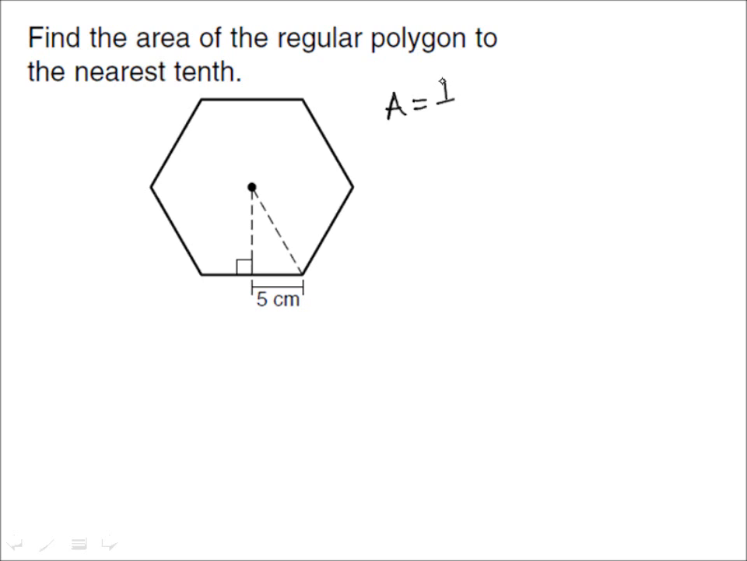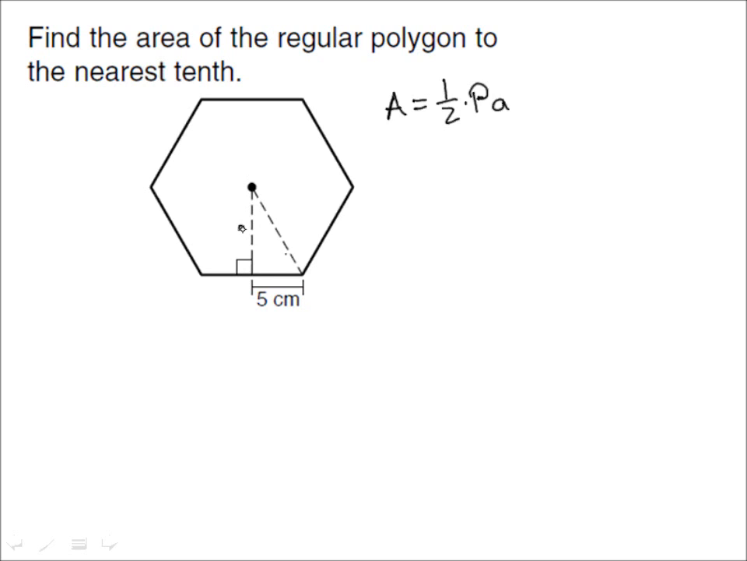The area of a regular polygon equals 1/2 times pa. Our book says AP. I prefer pa. P is the length of the perimeter, and a is the length of something called the apothem. The apothem is the distance from the center to one of the sides.